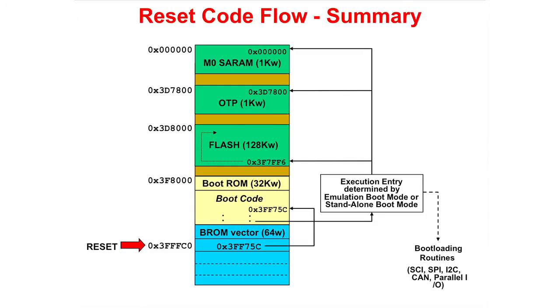In summary, the reset code flow is as follows. The reset vector is fetched from the boot ROM. Then, the execution entry is determined by emulation boot mode or standalone boot mode. The boot mode options are M0SARAM, OTP, Flash, and bootloading routines.